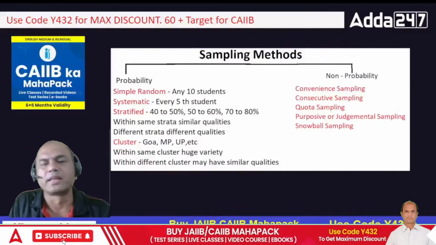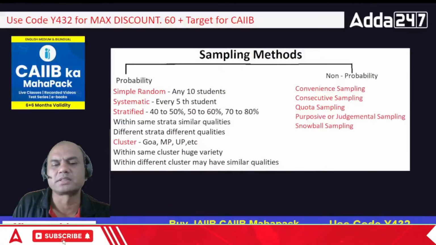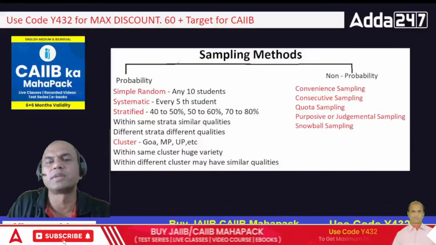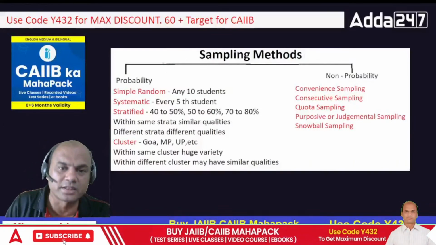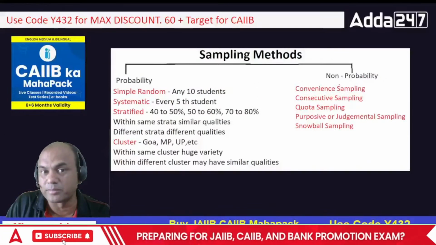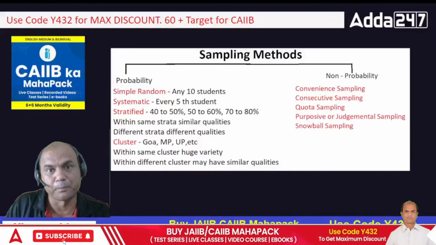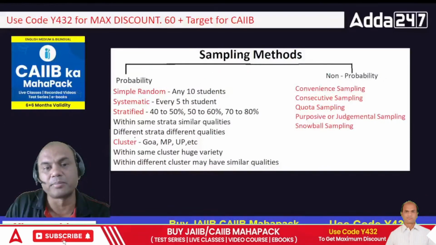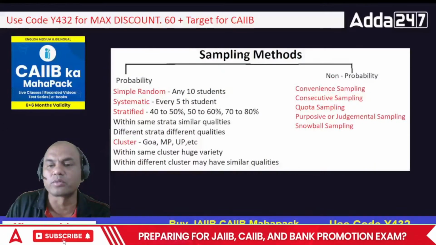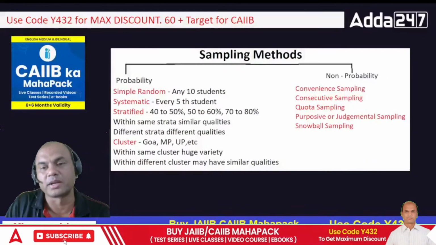See this, these are sampling methods: simple random, systematic, stratified and cluster. This is probability sampling. Probability means everyone has an equal chance of getting selected. And non-probability means there is some prejudice in between, some favoritism. It can happen here, nothing like that can happen in probability. So non-probability means convenience, consecutive, quota, purposive and snowball sampling. These are the types of non-probability.